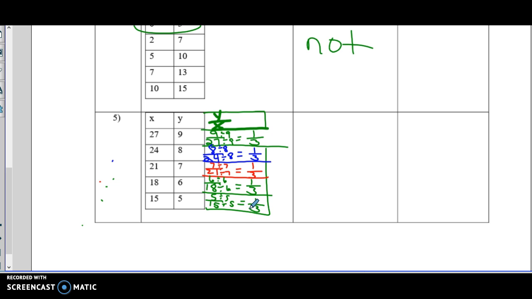So because I got the same unit rate every time, yes, it is proportional, and the unit rate is 1/3. In this lesson, we learned how to determine if a relationship was proportional from a table, graph, and equation.